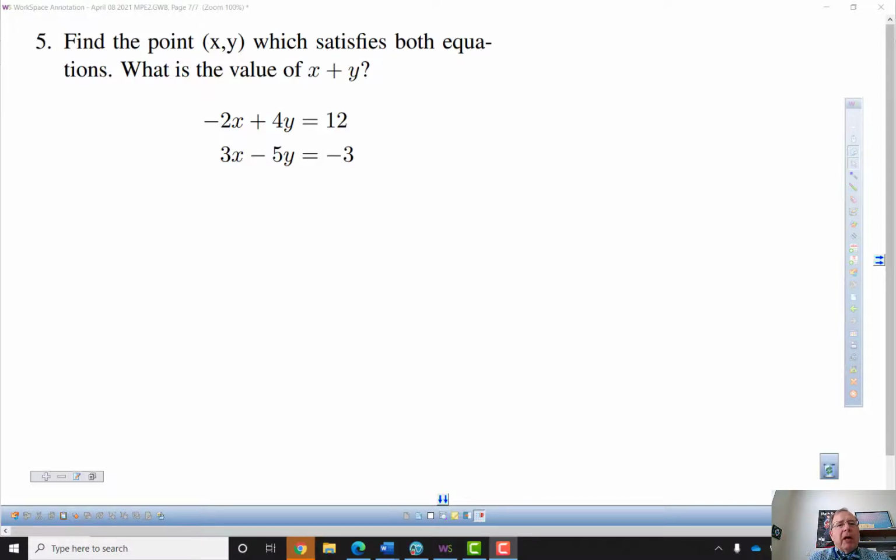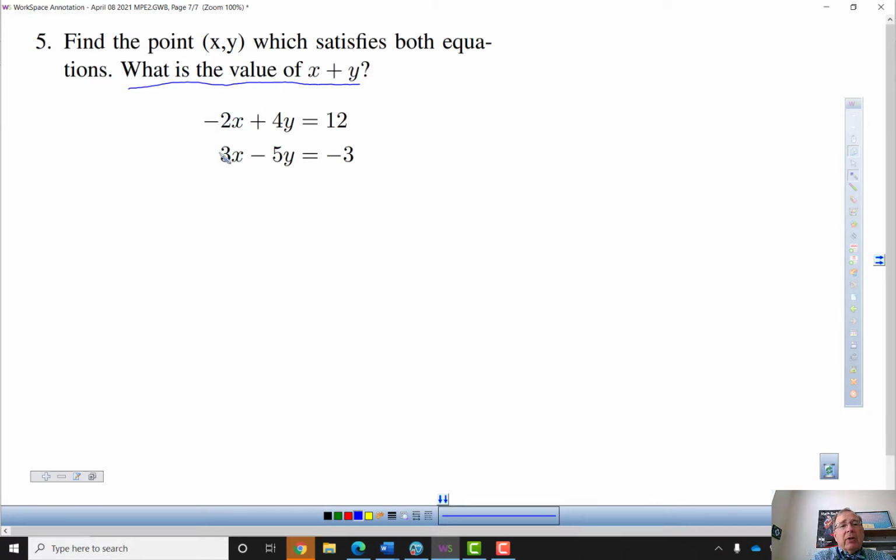Here's problem 5, and this is a fairly simple system of linear equations. It says, find the point xy which satisfies both equations, but then they add a little bit of a wrinkle. What is the value of x plus y? Okay, so the cool kids' way to do this by hand is with elimination.